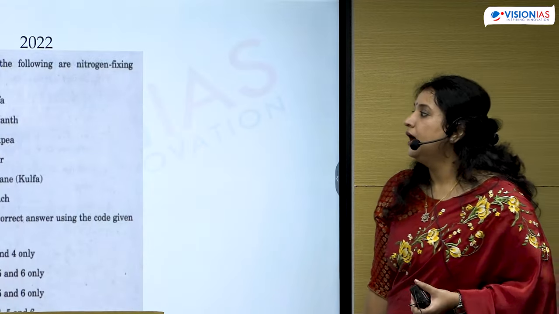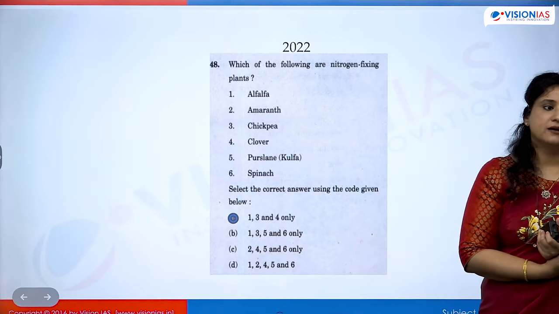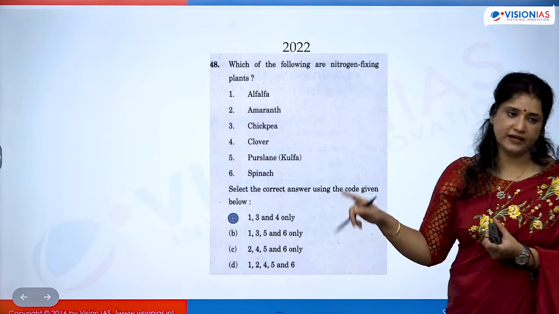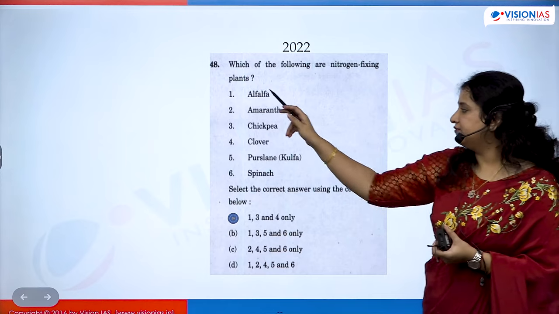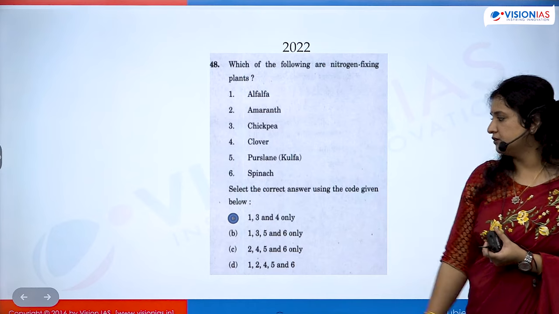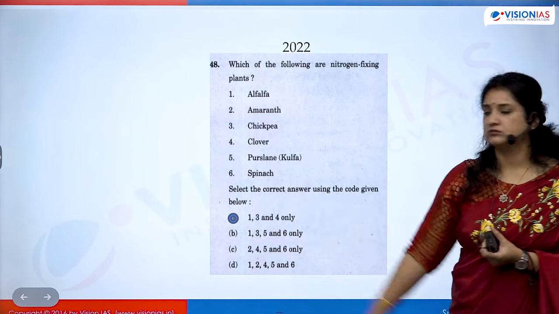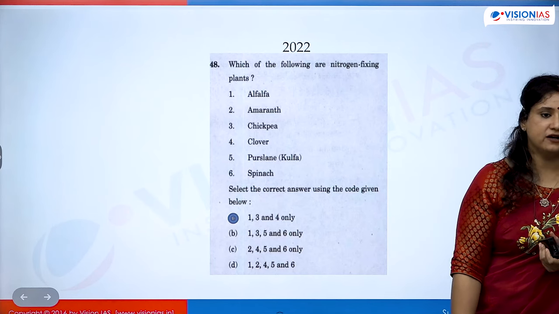Okay. Next, which of the following are nitrogen fixing plants? Many of these are in NCERT, some are not. Alfalfa, amaranth, chickpea, clover, kulfa, spinach. You just had to eliminate a few.